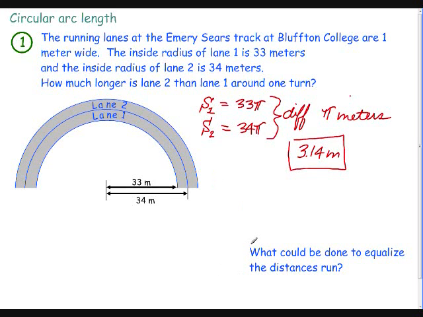That doesn't seem fair. What could be done to equalize the distances run? Well, if lane 1 starts right here, that's their starting line, maybe we could move this one up just a little over 3 meters for their start, and that would equalize it.